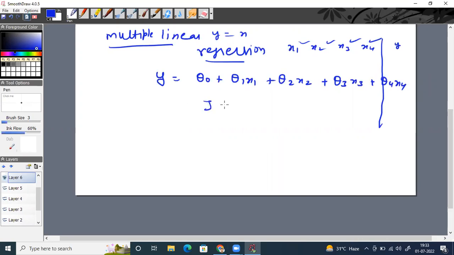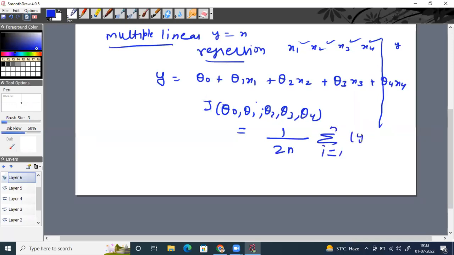This is your cost function. J is equal to just that. This time J will become a function of theta naught, theta 1, theta 2, theta 3, theta 4. Whatever parameters are, the function will be the same: 1 upon 2, if we have n data points, then summation i equals 1 to n, (yi minus yi hat) whole square. Still the objective function will be the same.